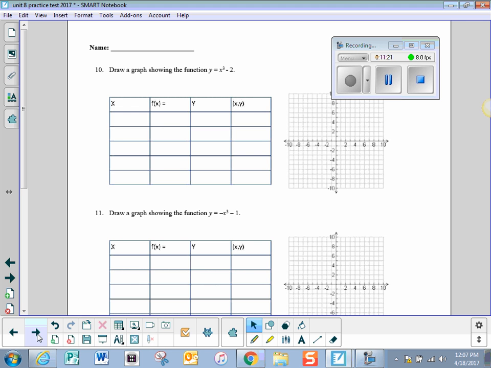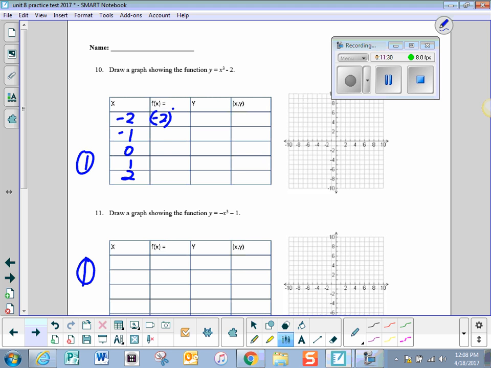Okay. Continuing on. 1, 1. Negative 2, negative 1, 0, 1, 2. Negative 2 cubed minus 2.